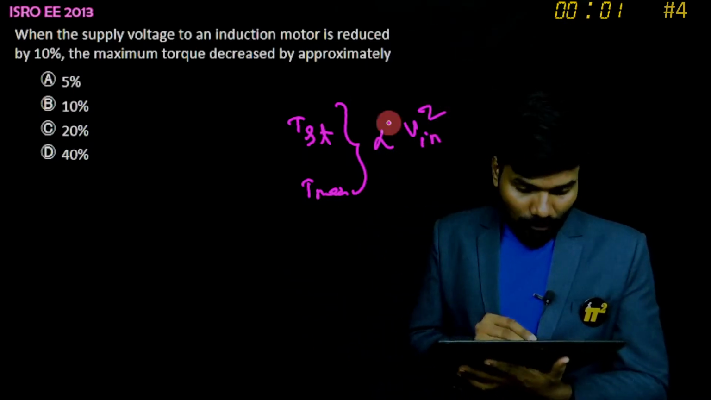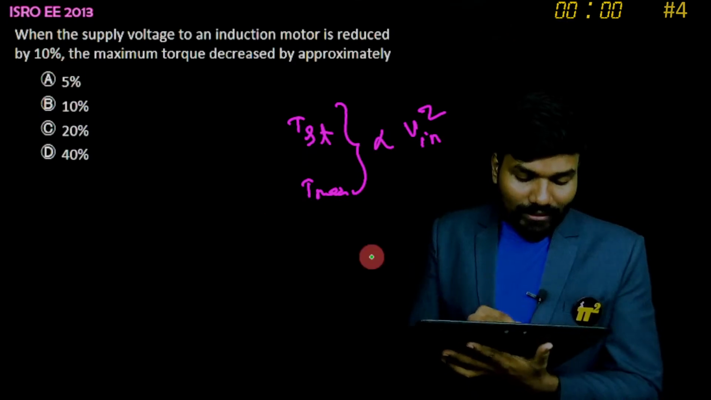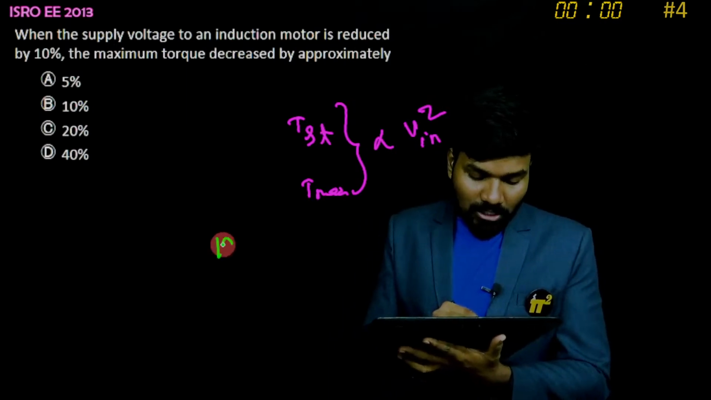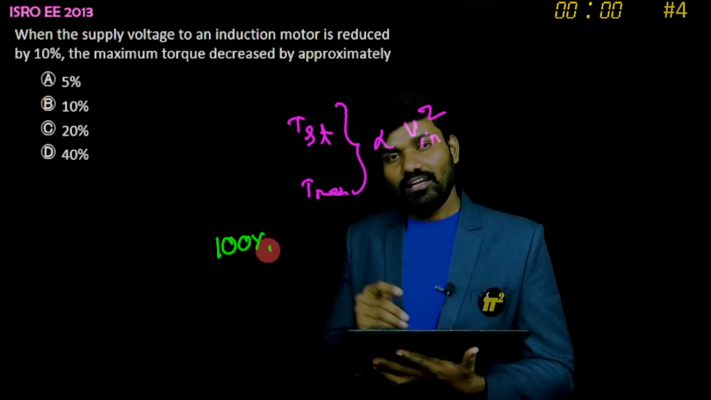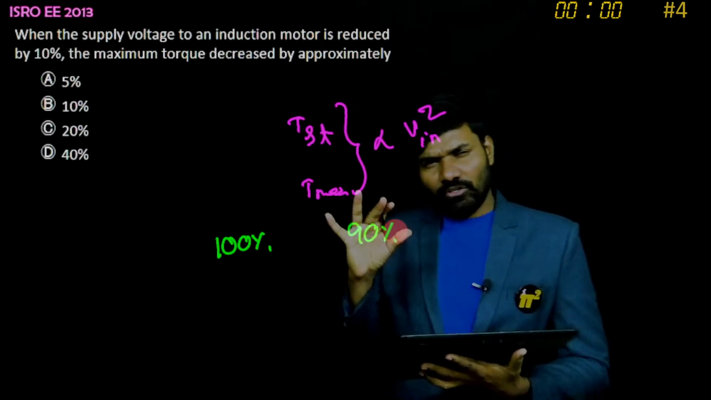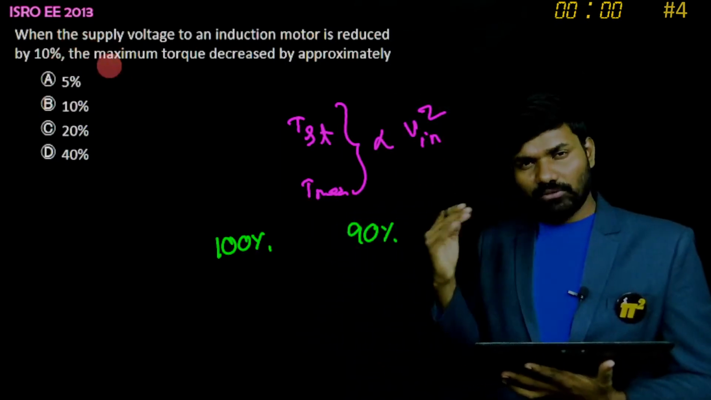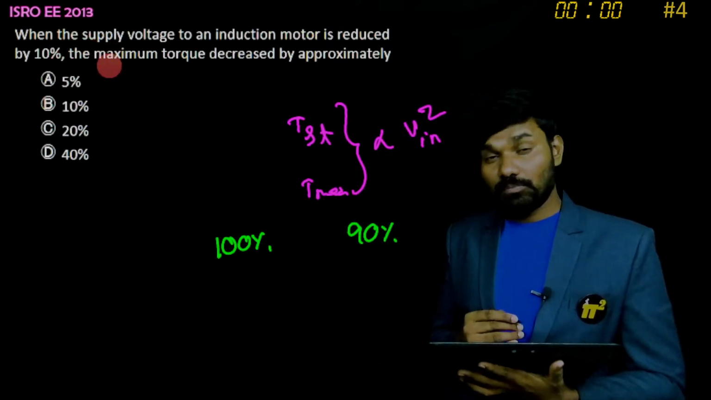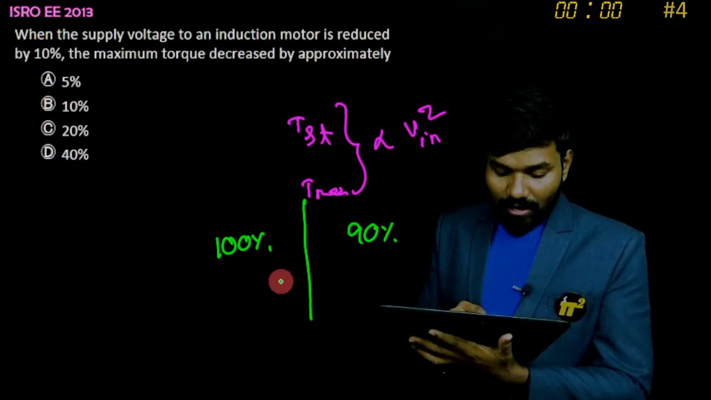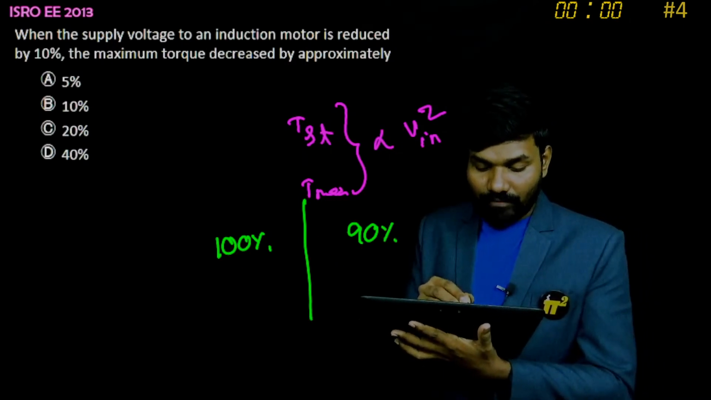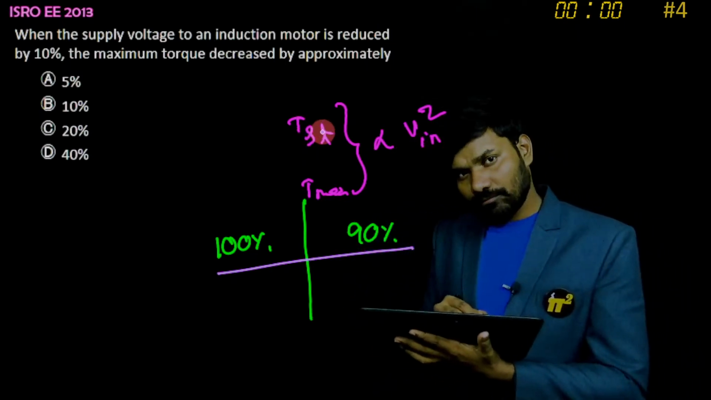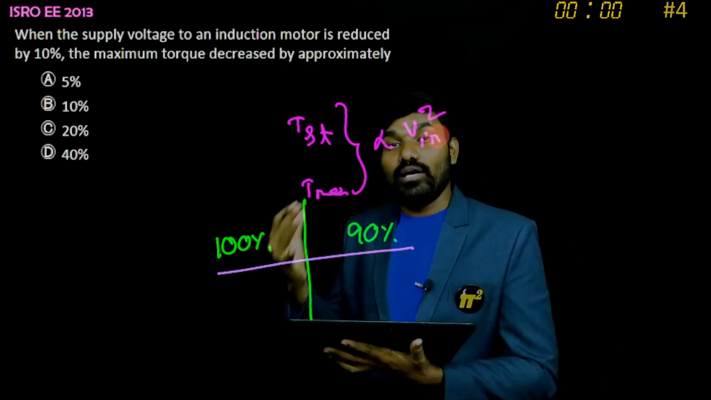Now it is said voltage is reduced by 10%. Careful, voltage reduced by 10% means earlier it was 100%, now it becomes 90%. You'll get different kinds of questions based on this percentage reduction, percentage increase, especially when you're dealing with speed control. In that case, what is happening to the maximum torque or starting torque? They will reduce by input square times.